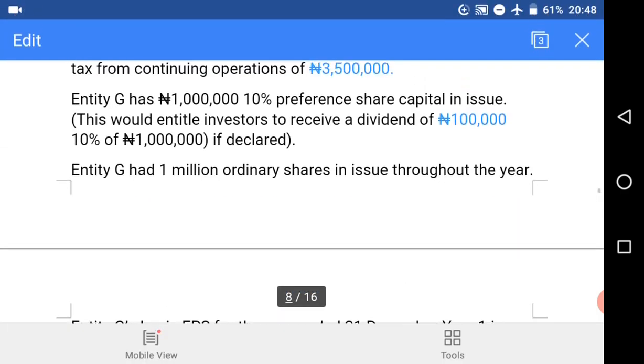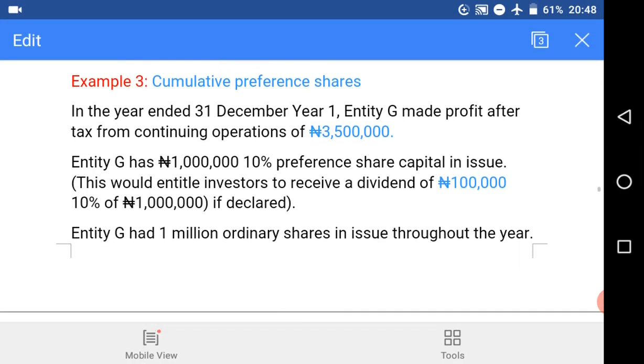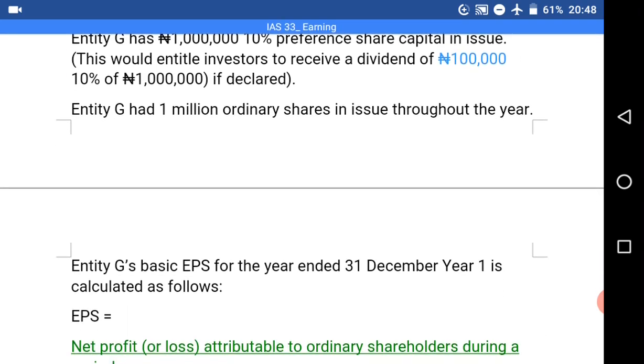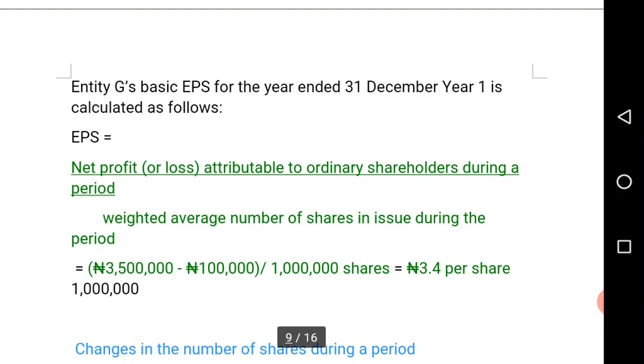rather 3.5 million, since the whole 3.5 million was from continuing operation and none was from discontinuing operation, so we take it like that. 3.5 million less 100,000 naira, and we have 3.4 million. Then we divide it by 1 million shares, which gives us 3.4 naira per share. That's for every share invested in entity G here. You get a profit of 3.4 naira that is entitled to you.